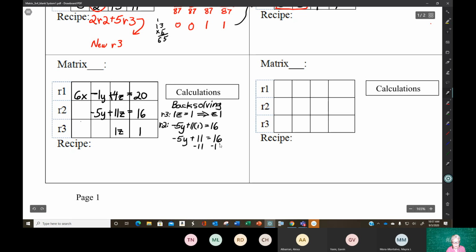Minus 11, minus 11. 11 minus 11 is 0, leaving me with negative 5y equals, and that's going to be 5. I divide both sides by negative 5 because I'm solving for y. y equals negative 1.